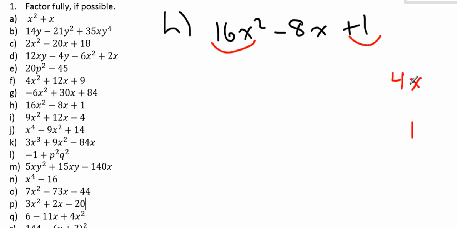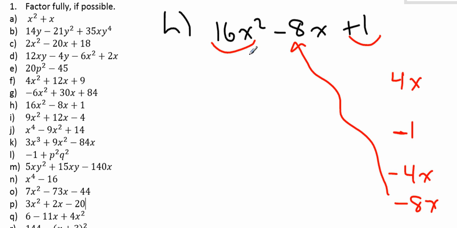Well, if I make it 4x and negative 1, 4x times negative 1 is negative 4x. Doubled would be negative 8x, and that's exactly what I have. That means that this can be factored quickly because it's a perfect square trinomial, and there's my answer.